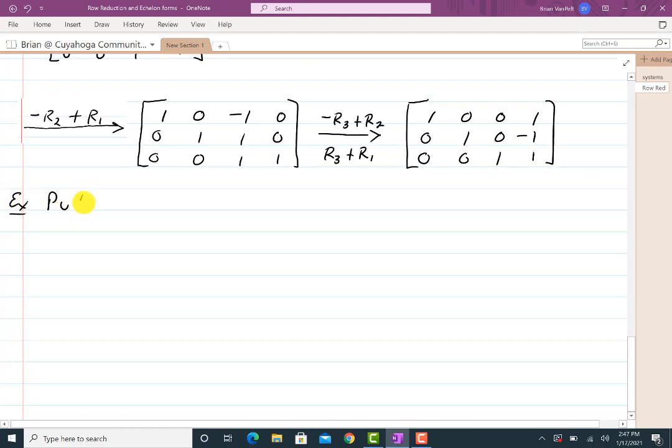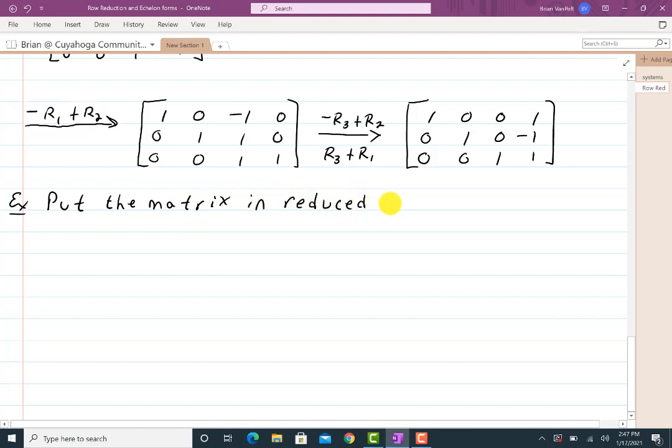So let's put the matrix in reduced echelon form. So we have 1, 3, 5, 3, 5, 7, 5, 7, 9, 7, 9, 1.